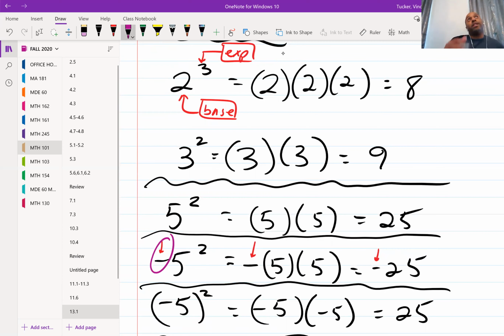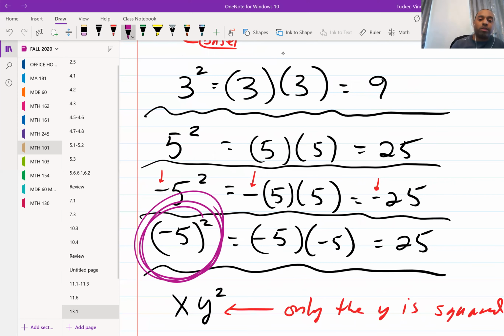Let me say this. The negative is not included with a set of parentheses. So down here, notice we have negative 5 in parentheses. Then that's being squared. That right there means that we're going to square negative 5. So that's negative 5 times negative 5, which will give you a positive 25. Now, if you don't use parentheses like we do in the second one, the negative is never affected by the square. And so the negative is sitting on the outside of the parentheses, outside of your number. And that will give you negative 25. So once again, if you want to have your negative affected by your exponent, you have to use parentheses.